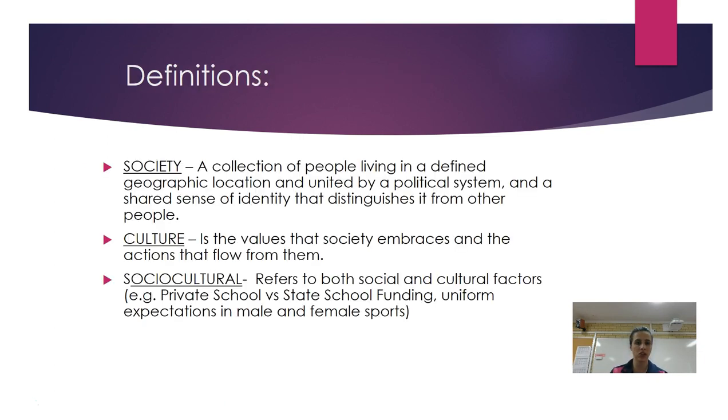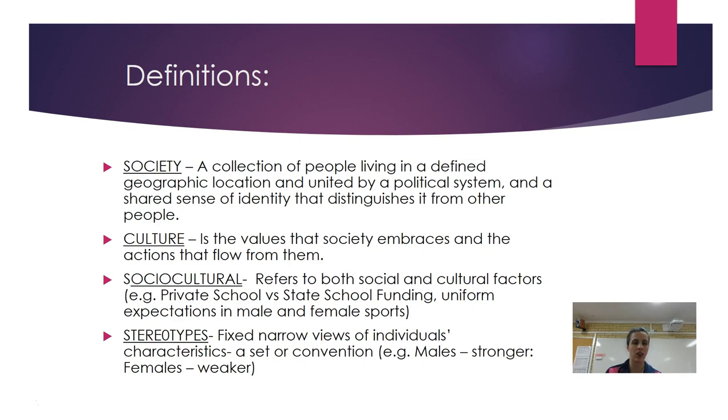So some key definitions, girls, so please get these down. Society is a collection of people living in a defined geographic location and united by a political system and a shared sense of identity that distinguishes it from other people. Culture is the values that society embraces and the actions that flow from them. E.g., as a society, we value sport. We're a sporting nation, as you all know, and there are particular sports that we value over others. E.g., the State of Origin: Queensland and New South Wales stop for State of Origin on a Wednesday night, 3 Wednesday nights a year. Okay, it's a part of our culture, our sporting culture.